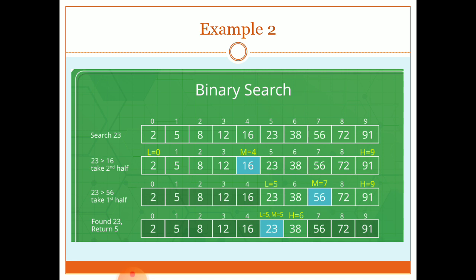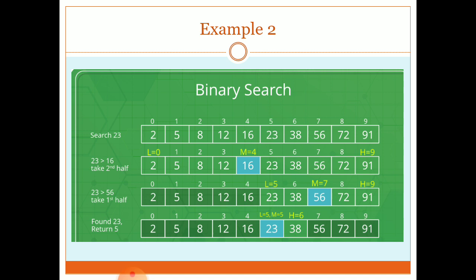Beginning position is what? My 5. End position is what? My 6. 5 plus 6 is 11. 11 divided by 2 is 5.5. So I just take the middle position as 5. Now I compare, is the 5th positional element equal to 23? Yes. So we can conclude that the search is successful and the element is present at the 5th position.